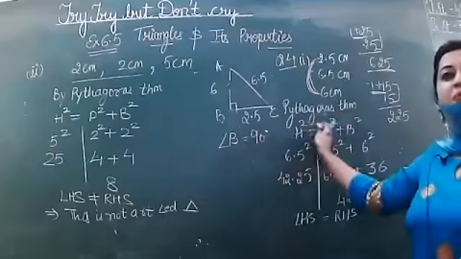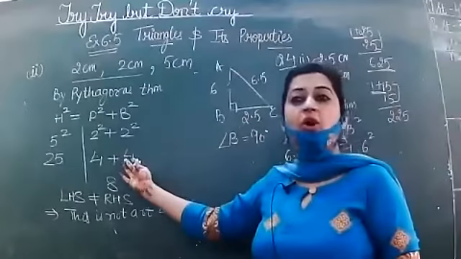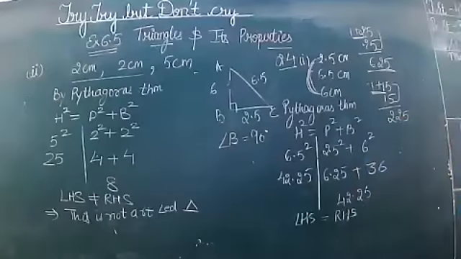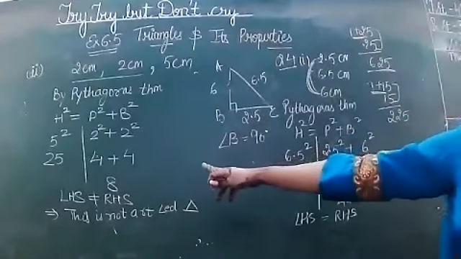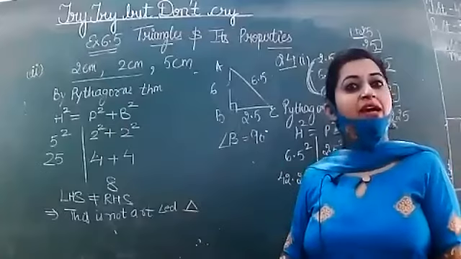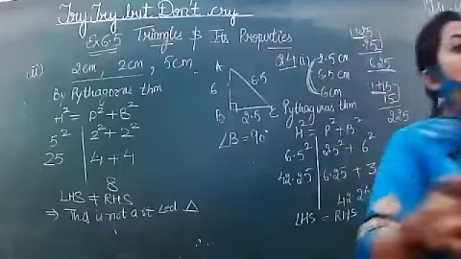ये भी note कर लो इस part के साथ. And if it is not a right angle triangle, so we can't talk about the right angle. If it is not a right angle triangle, how can we say that it contains a 90 degree angle? क्योंकि ये right angle triangle ही नहीं है, so how can a right angle be formed?